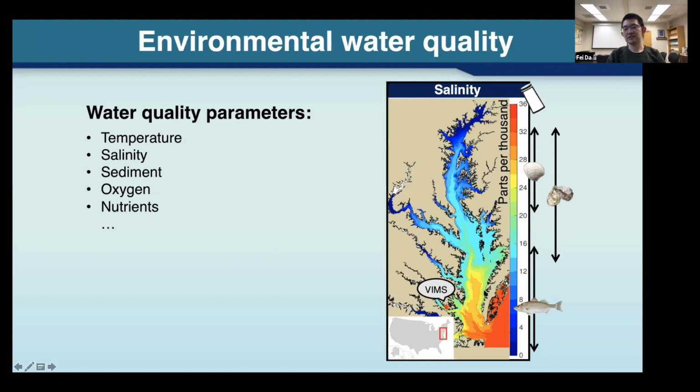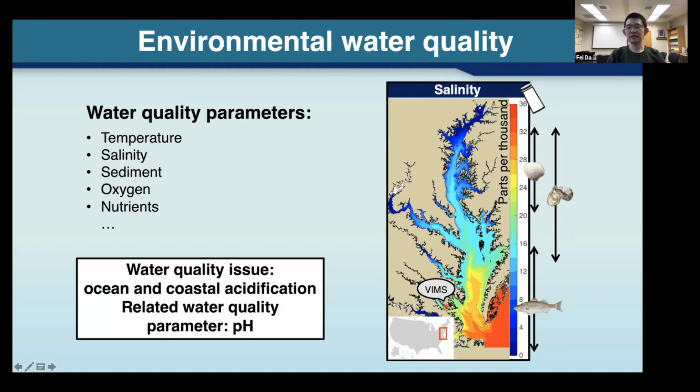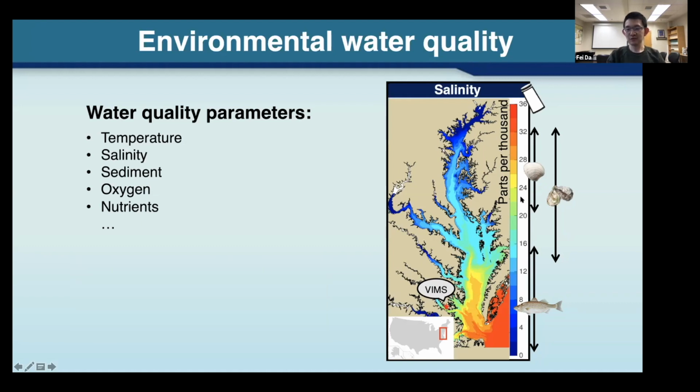Different marine species prefer different salinity ranges. For example, clams prefer a higher salinity range, and oysters prefer an intermediate range. Some fish species such as striped bass, especially at their early life stage, prefer lower salinity. Any change in this water quality could impact marine organisms. So that's why we are trying to understand more about water quality.